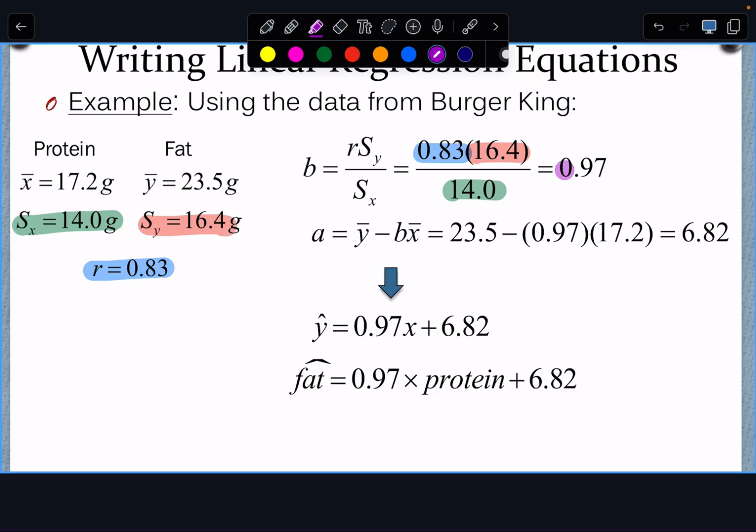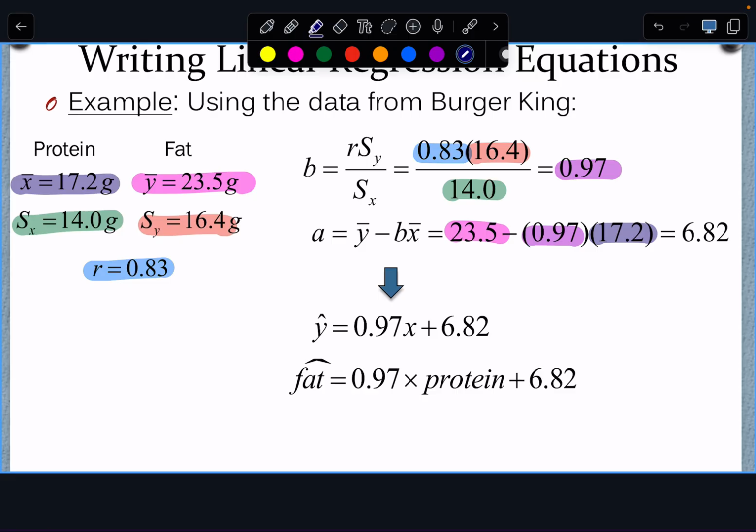Once we have that slope, then we can use it to find our y-intercept. So we take the mean for y, we take the slope that we just calculated, and we take the mean for x, and we plug those into the second formula, and we calculate that y-intercept, that 6.82 like we had yesterday.